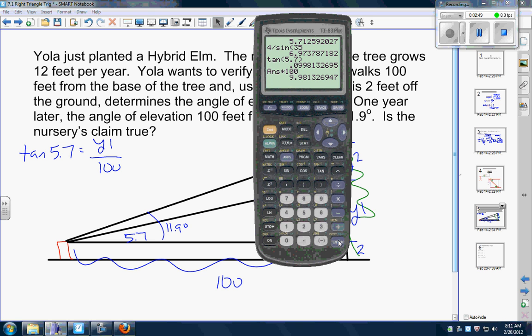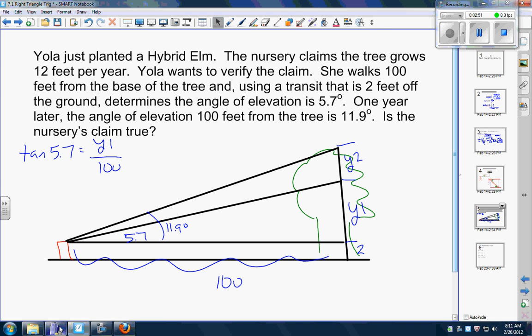Okay, 9.98. So try not to round too much when you're doing these problems. So that's 9.98, plus we get that original 2. So this tree right now is 11.98 when she planted it. Okay, because we had to go up 2 feet here for the transit, just to account for that guy.